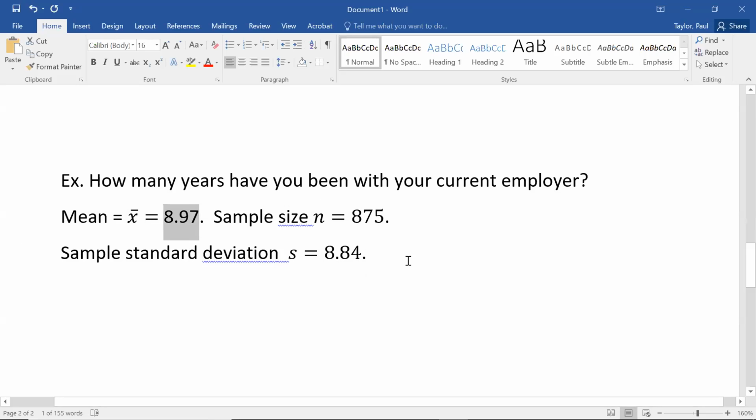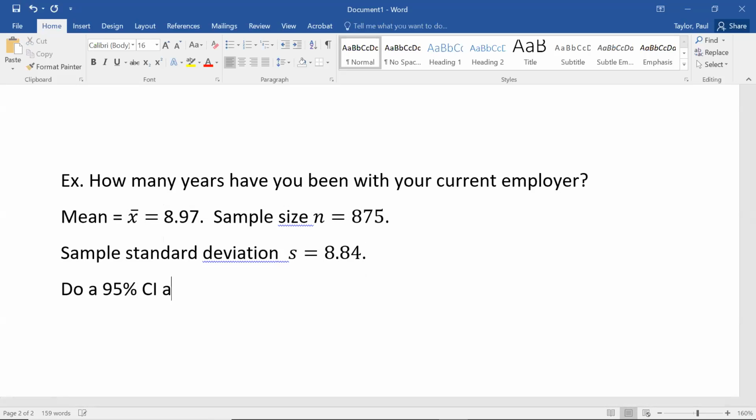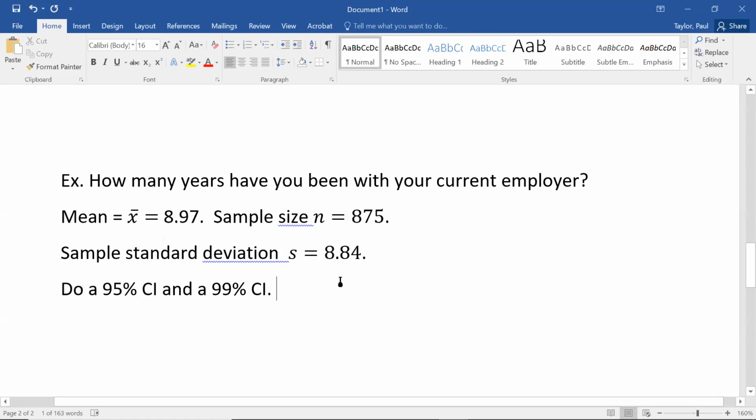So this is enough information for us to run the test in Minitab. Let's do a 95% confidence interval and a 99% confidence interval. We have a pretty big sample here, almost 1,000. So we should be able to crank our accuracy up to 99 and not have the interval be too wide. This 8.97 should be a pretty accurate guess because our sample is so big. Okay, so I'll flip over to Minitab.